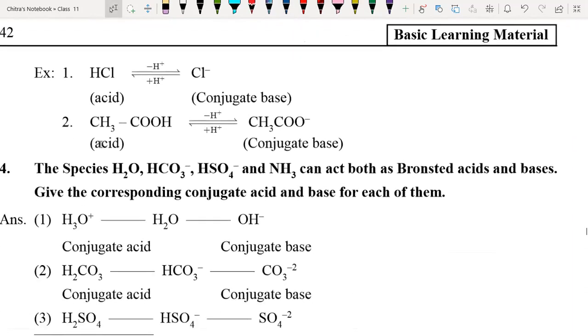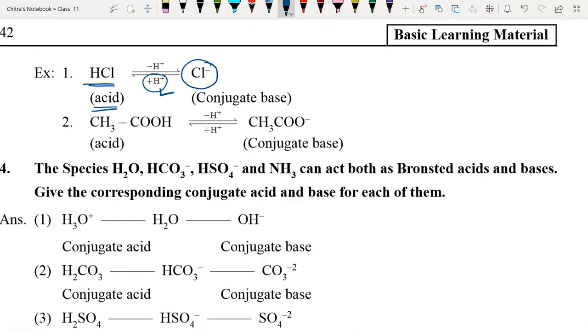So here we have an example. Suppose we have the acid HCl. When the acid dissolves in water, the hydrogen positive ion will be released, is it or not? Yes, sir. According to the Arrhenius theory, if it is releasing H positive ion, it is called an acid, and it will give us Cl negative ion.